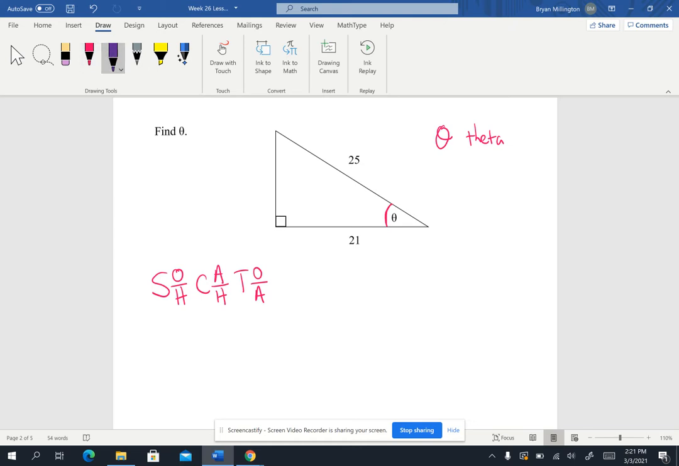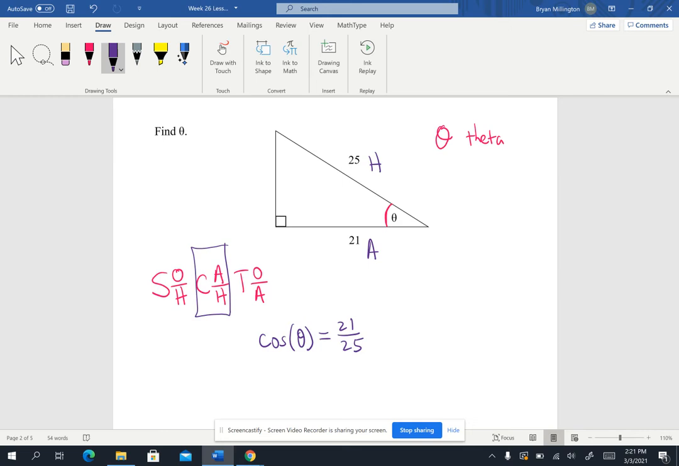All right, so I've got my angle there. This side, the 21, that would be my adjacent leg. The 25 would be my hypotenuse. So you're going to look through sine, cosine, tangent, and decide which one you want to use. In this case, we've got adjacent and hypotenuse, so I want to use cosine. So you're going to write an equation. The equation would look like this: cosine of theta is equal to 21 over 25.